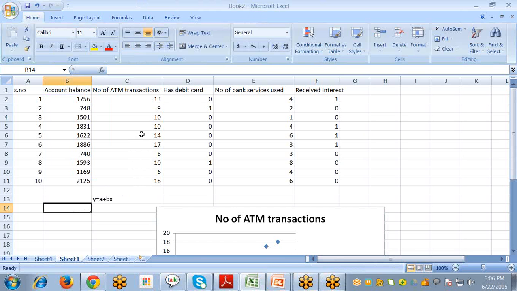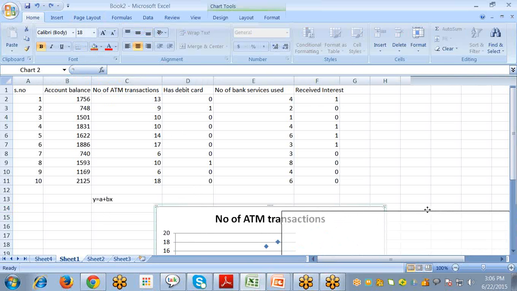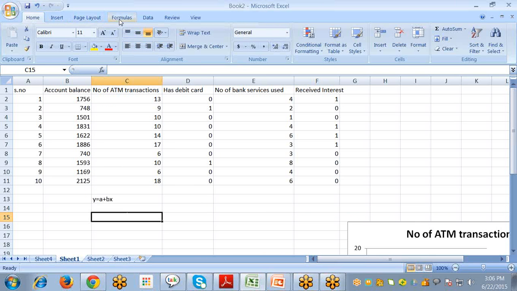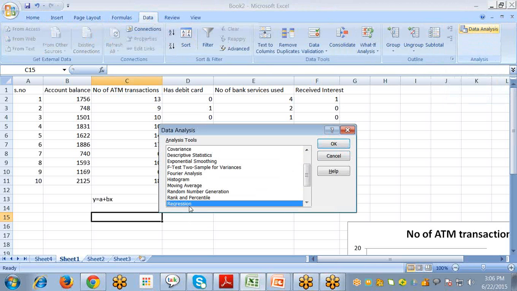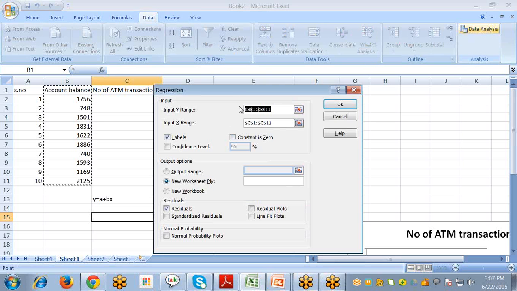So now we will calculate our regression with the help of the Excel Data Analysis tool. For this, we just go to the Data tab, and from here I'm selecting the Data Analysis option, and from this list of analysis tools I just have to select Regression and then click OK.